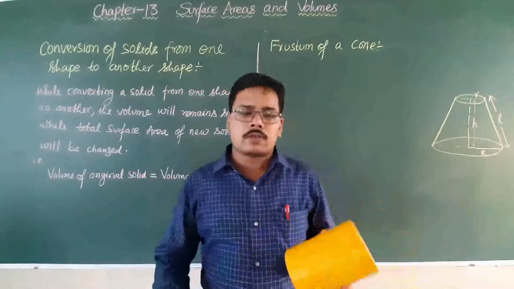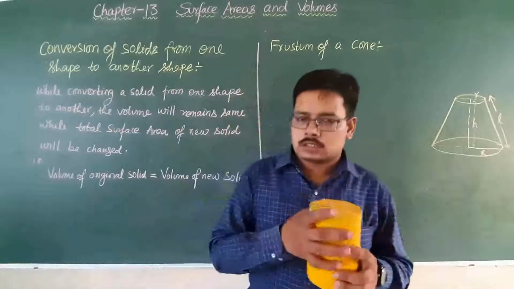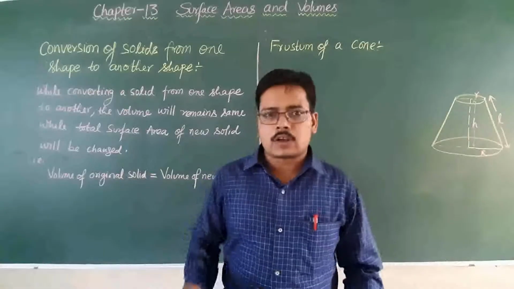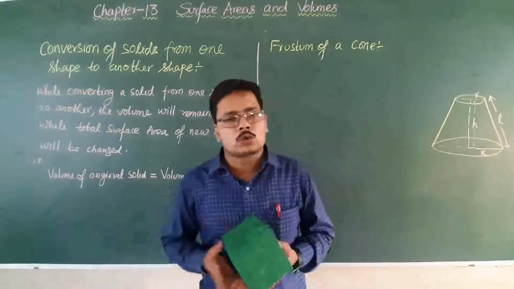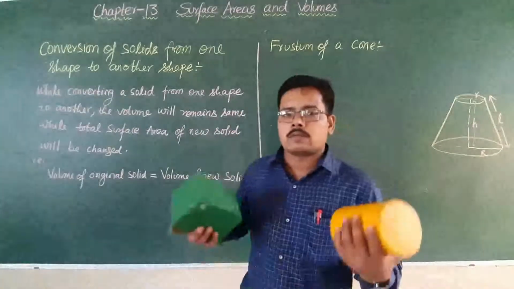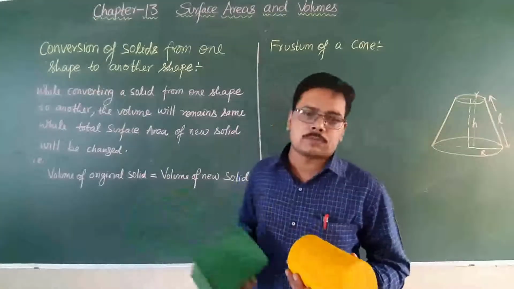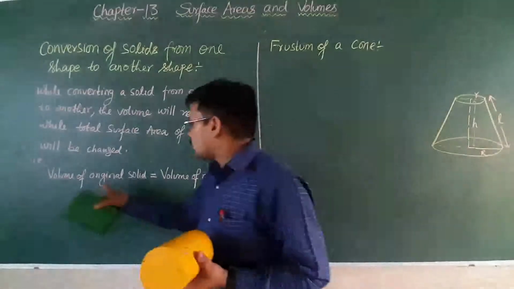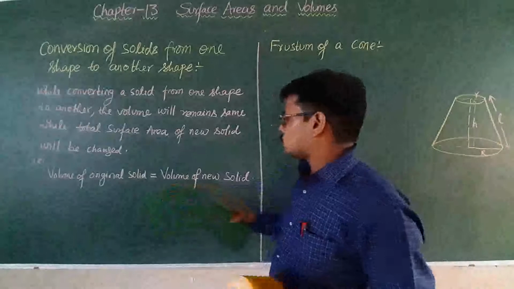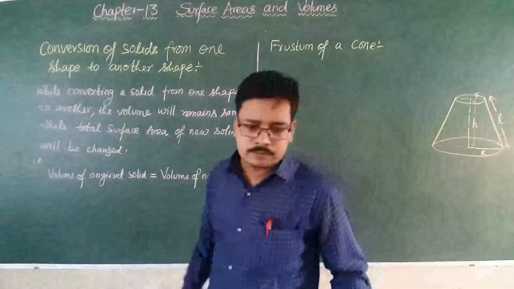While the surface area of this cylinder is different and the surface area of this cuboid is also different. So the surface area is different while converting a solid from one shape to another shape, while the volume of the original solid will remain equal to the volume of the new solid.